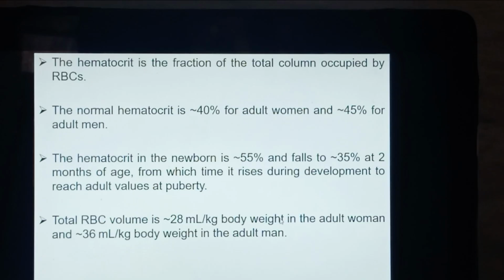So the normal hematocrit is 40% for adult women. This is an approximate value, it varies as per the age and different factors, and it is approximately 45% for adult men. Now the hematocrit in the newborn is 55% and it falls to approx 35% at the age of 2 months. From that 2 months of age it starts rising and it reaches adult level at the time of puberty.